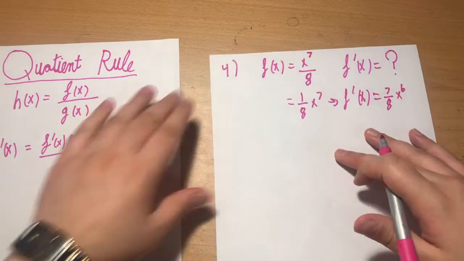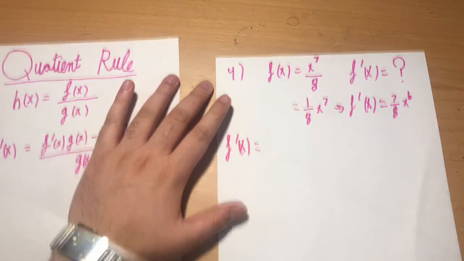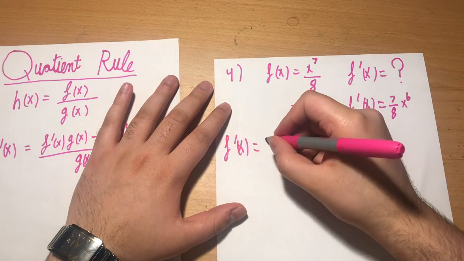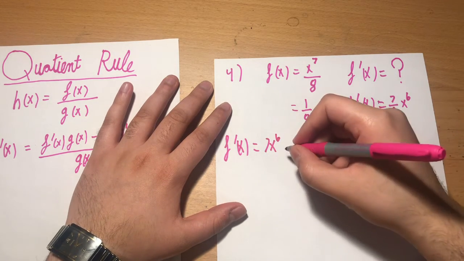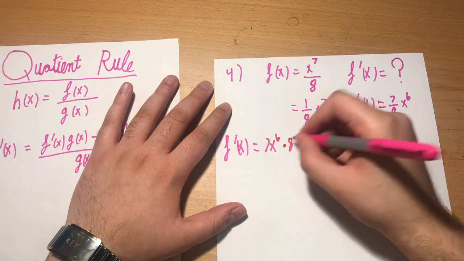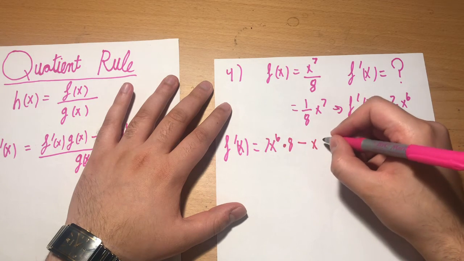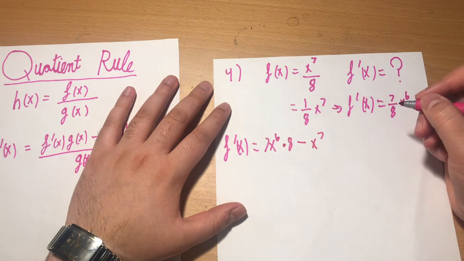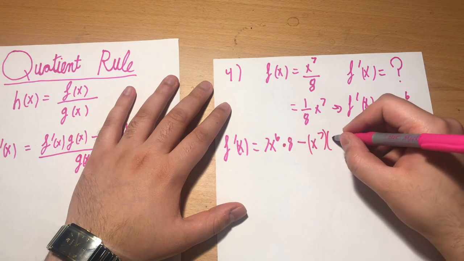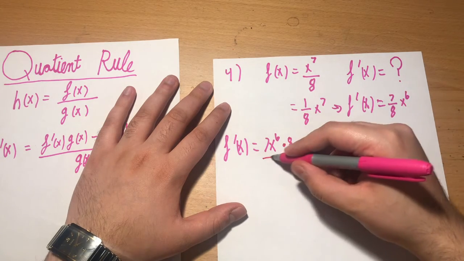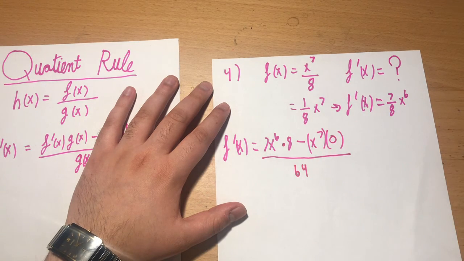So let's use quotient rule. So that should be the derivative of your numerator, right? So that's going to be 7x to the 6th times your original denominator times 8 subtracted by your original numerator x to the 7th multiplied by the derivative of your denominator, which is 0, right? Derivative of 8 is 0, all over your denominator squared, which is going to be 64.